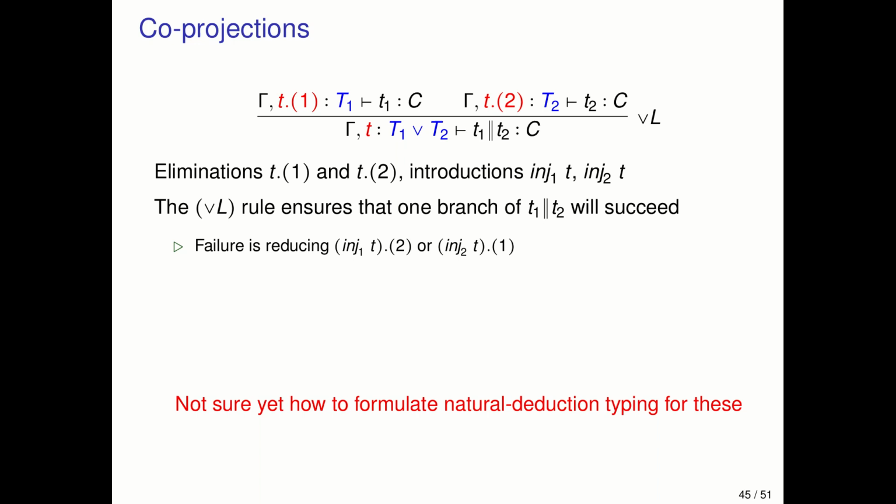Because failure is if you have inject one and you try to do the second coprojection, or inject two and you try to do the first coprojection, right? That would fail. That doesn't make sense. You can't do that. And so this rule is ensuring that at least one, possibly both, of these branches is going to succeed. Okay? So I don't know how to do this in natural deduction style yet, but all right, and now I'm being reminded that it's time to be done, and I am done.